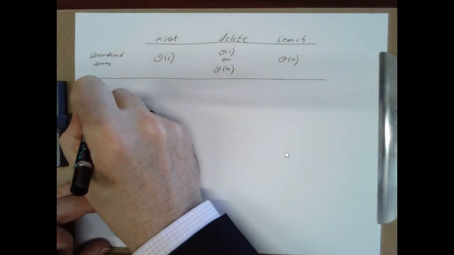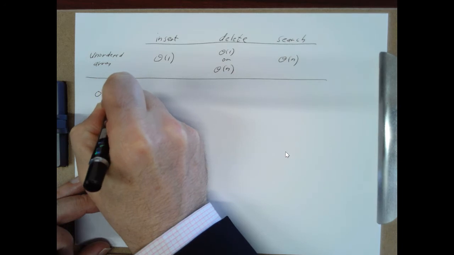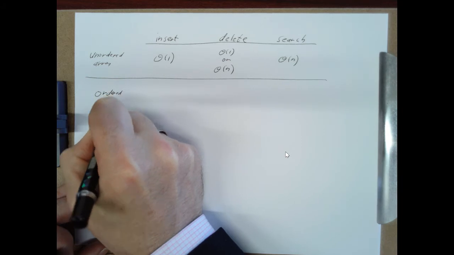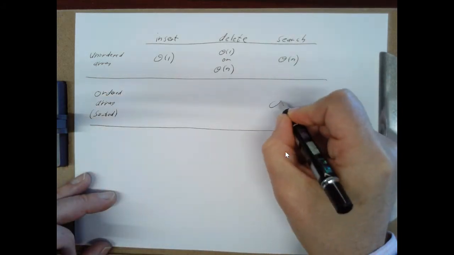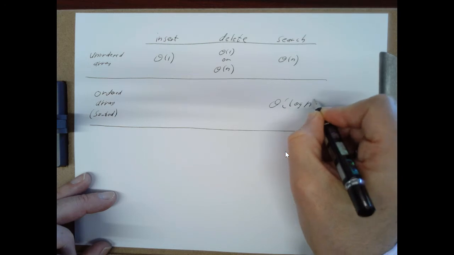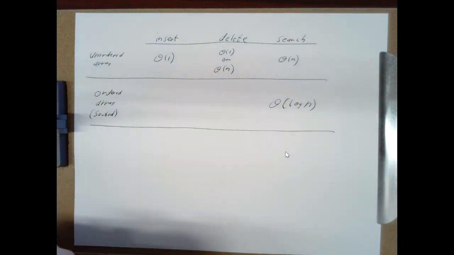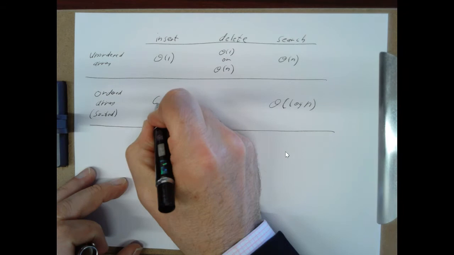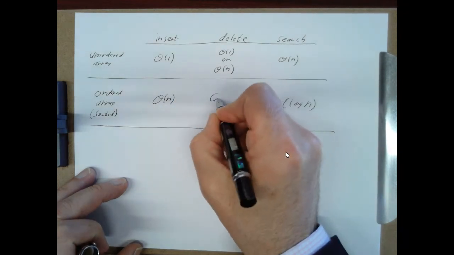But when we have an ordered array, sorted, our search time drops to log n. That's where we're playing high-low. We can cut this array in half each time that we do a search, each time we do a comparison. And after log n of these comparisons, the array we'll be searching will be a single element. And it's either our number or it's not. So search is very efficient, but to insert into a sorted array, that's going to be order n. And to delete is going to be order n.